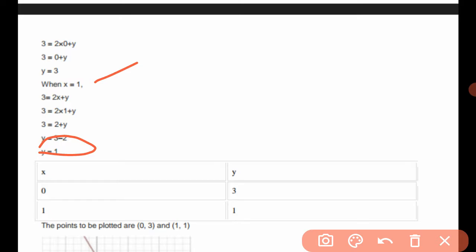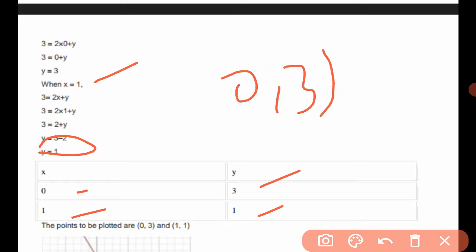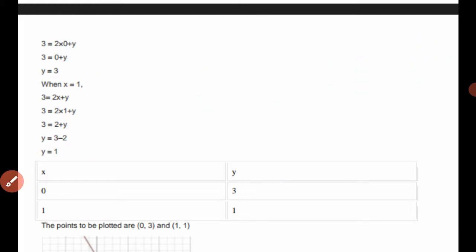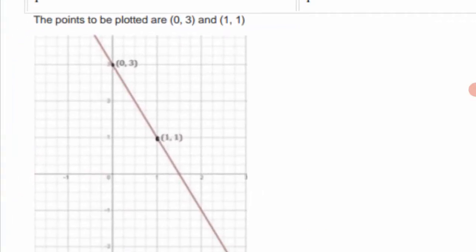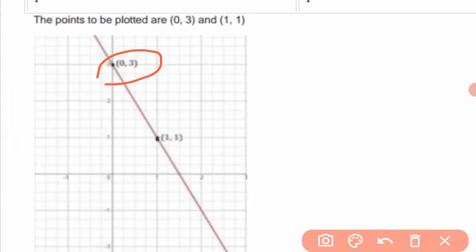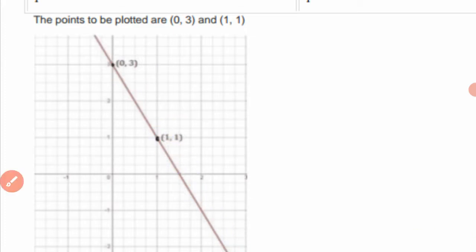So when x is 0, y is 3. When x is 1, y is 1. So one solution will be (0, 3) and one solution will be (1, 1). With the help of these two solutions, we can represent this line graphically. So we will plot the point (0, 3) and the point (1, 1). With the help of these two points, we will draw this straight line by joining them. So here we can represent this graphically. So this is the graphical representation.